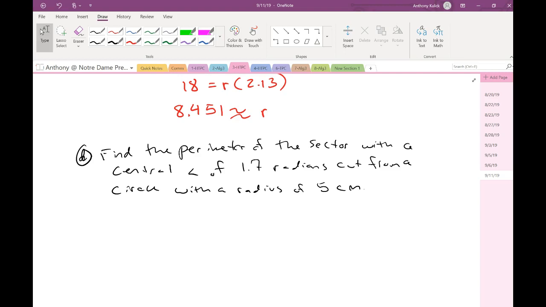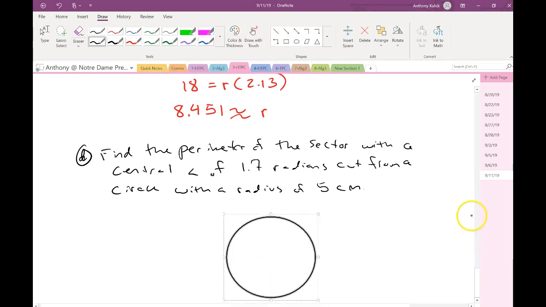Okay. When we say sector, what shape are we talking about when we talk about a sector? It's not really a triangle. It's a pizza slice. Close.